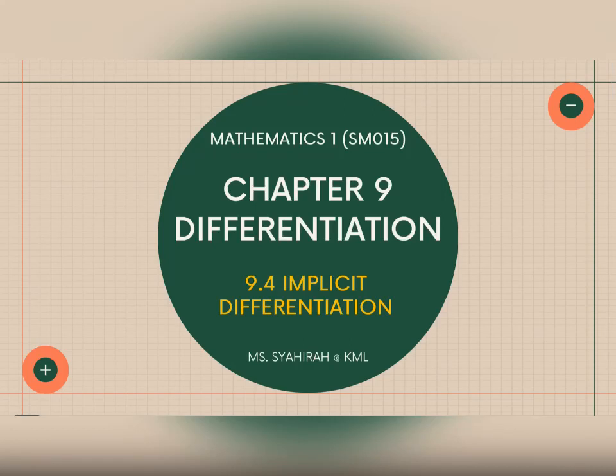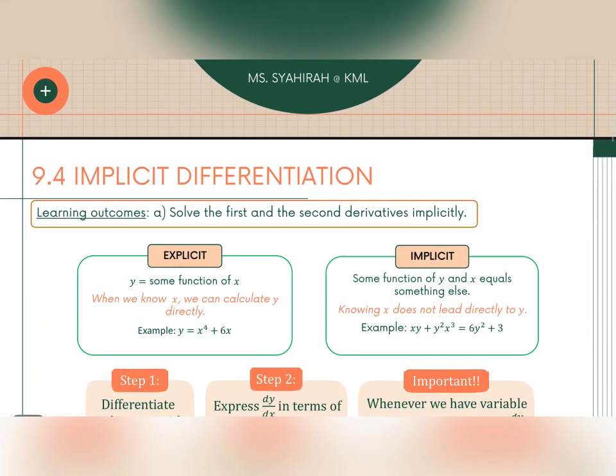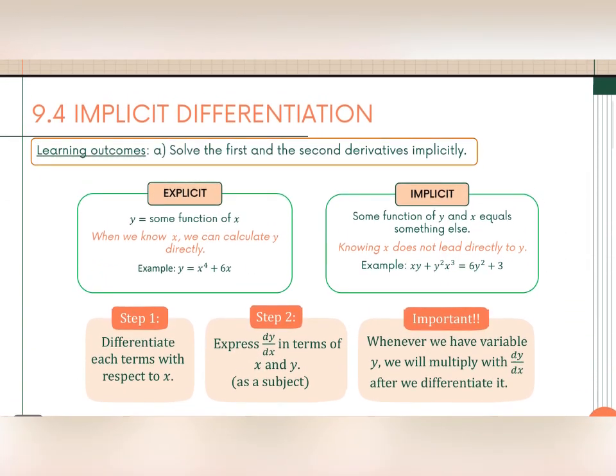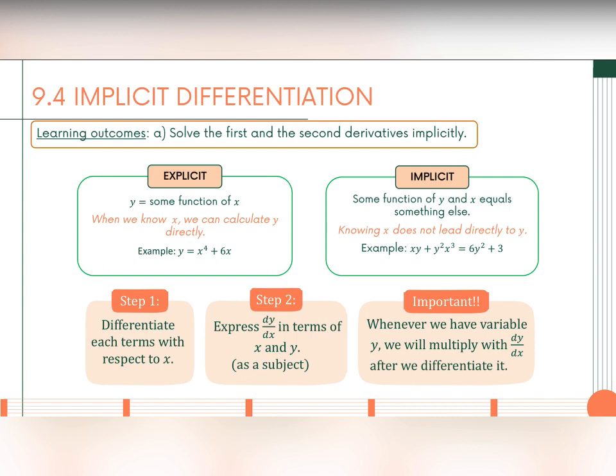Okay, hello everyone. So in this video, kita akan continue on chapter 9, differentiation. So kita akan tengok dekat subtopic 9.4, which is implicit differentiation. Okay, so let's go through the first learning outcomes. Untuk implicit differentiation ini, so the outcome ada satu je sebenarnya, which is solve the first and the second derivative implicitly.